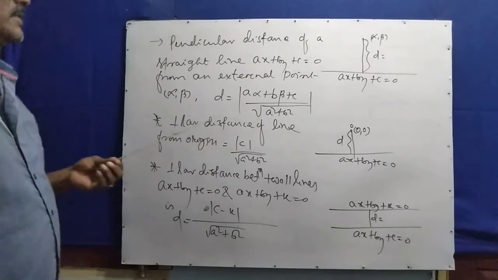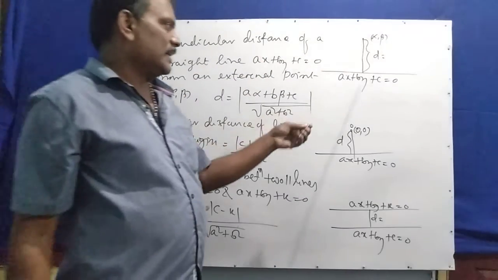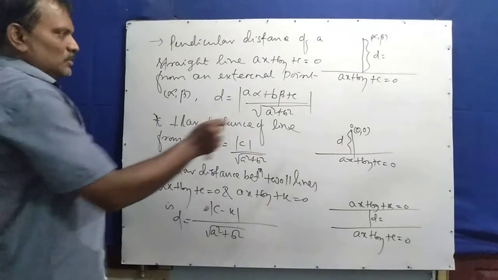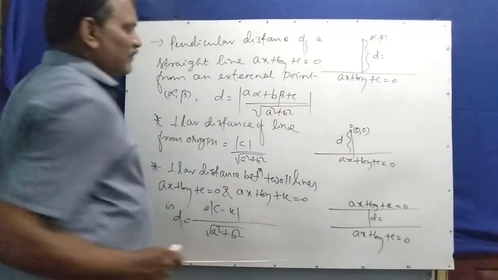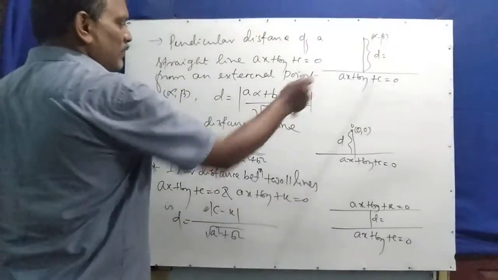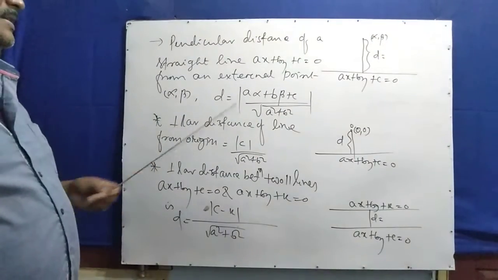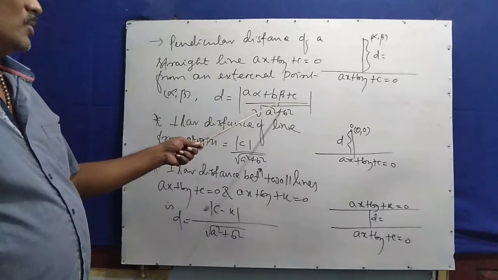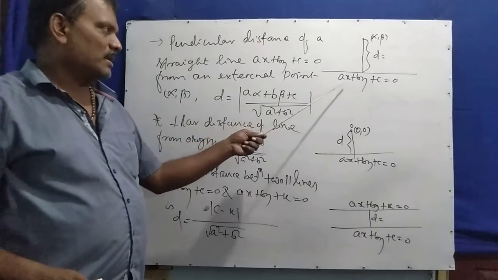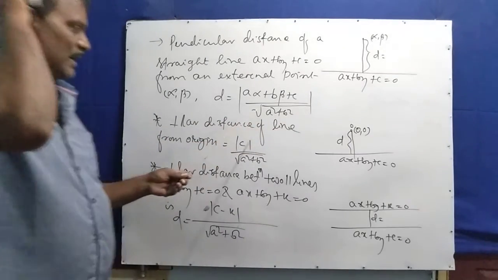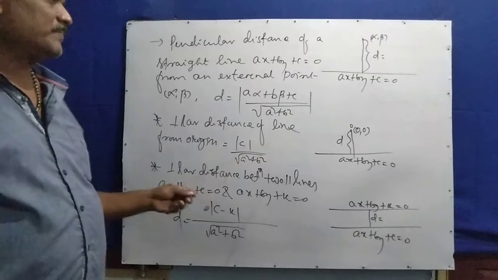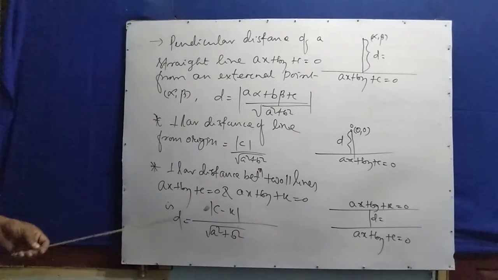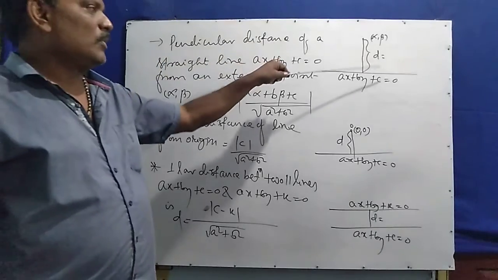So how to find it? Alpha, beta is one of the external points. Instead of x and y you put alpha, beta. Then you get the perpendicular distance. Here is the formula: magnitude of a alpha plus b beta plus c divided by root of a square plus b square. What are a and b? A and b are the coefficients of x and y. You simply apply this formula and you will find the perpendicular distance from an external point to the given straight line.